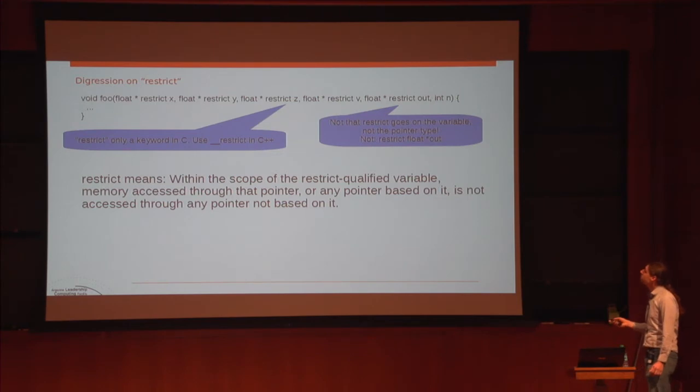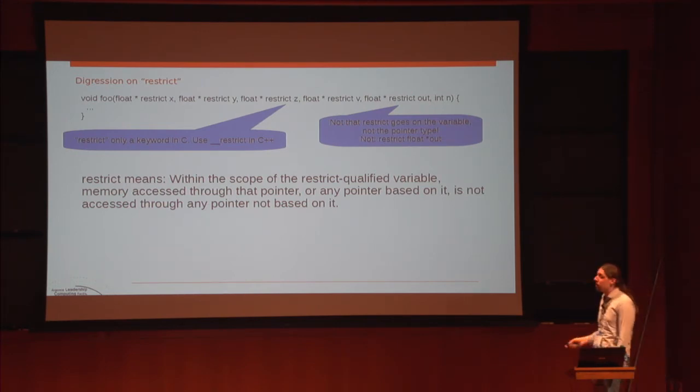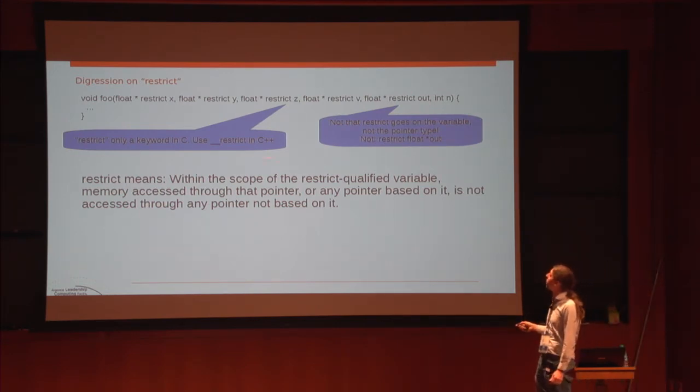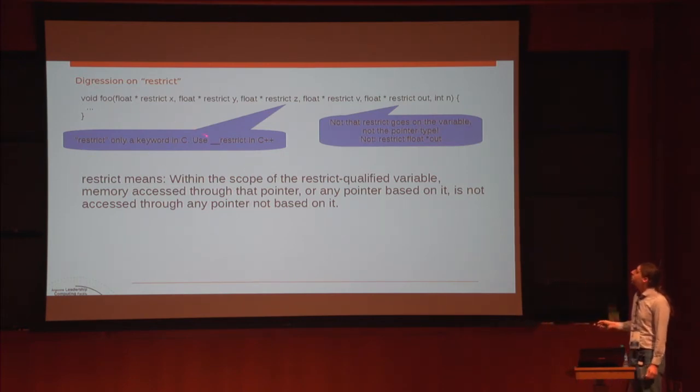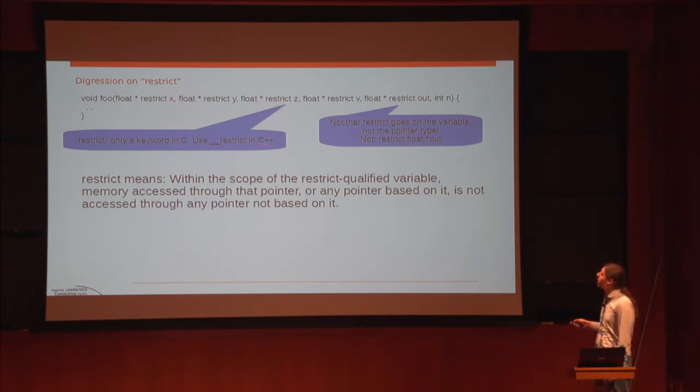So the definition of restrict is as follows. It says that within the scope of the restrict variable, which in this case is the entire function, since these are parameters, you are making the following promise to the compiler. You are promising that any memory that you access through these pointers, or any pointer you derive from them, you will not access through pointers that you don't derive from these values.